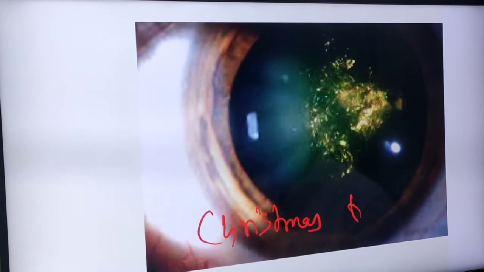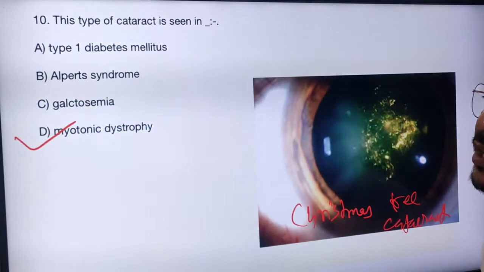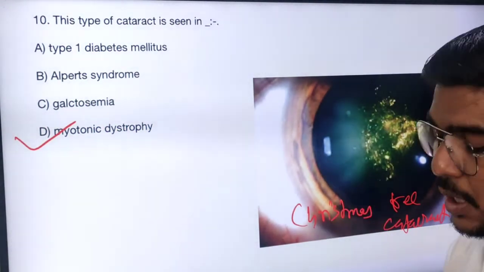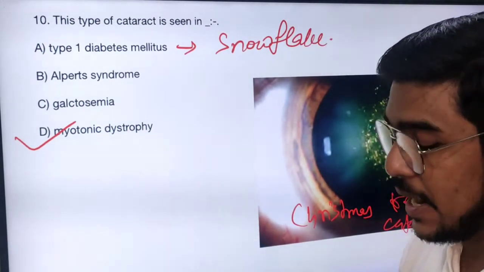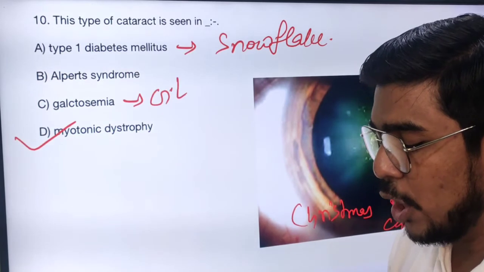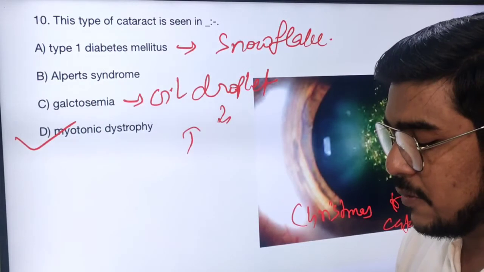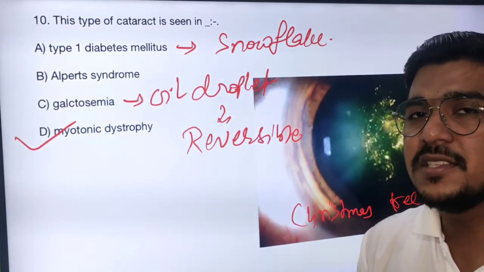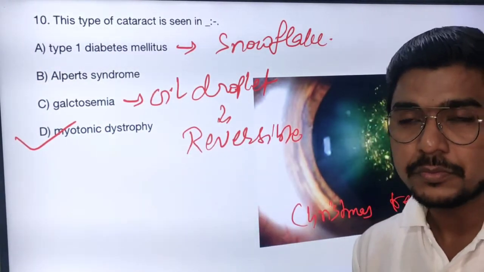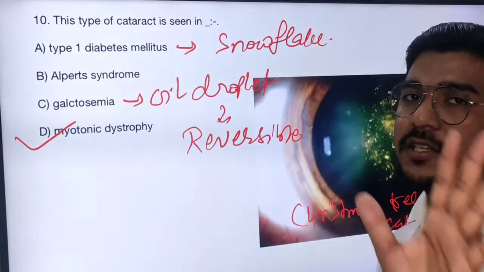Christmas tree cataract. So obviously, you know that myotonic dystrophy is the cause of this. In type 1 diabetes, you have the snowflake type of cataract. In galactosemia, you will find the oil droplet cataract. And sometimes they ask you about a reversible type of cataract. It means if you treat galactosemia in the early stages, you can reverse this cataract.